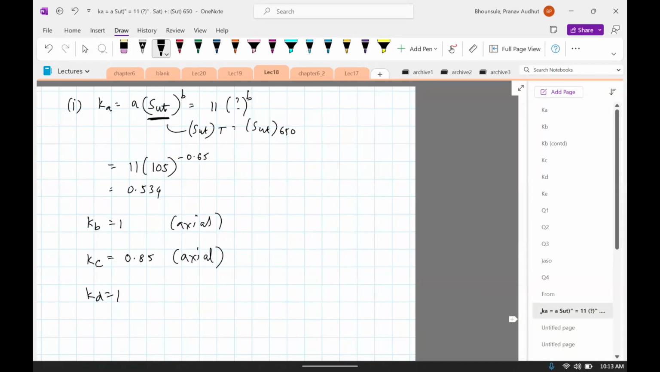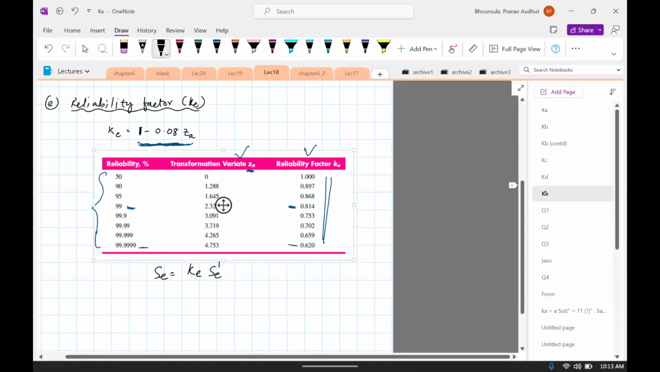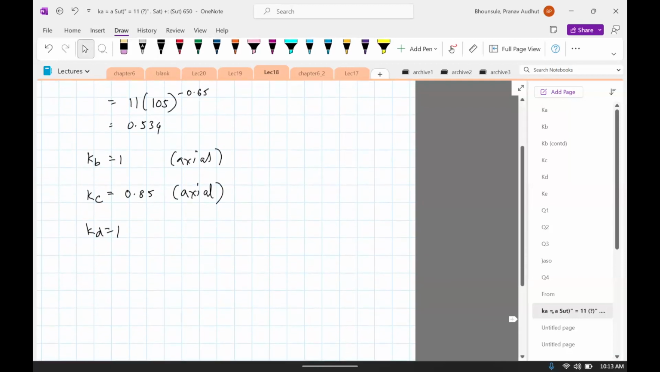KD equals 1. And then finally, there's a reliability factor, KE. You could either use this formula and use ZA from here, or they actually have given it to you at 99% reliability, which is this. We have 0.814. KE is 0.814. This is at 99% reliability.